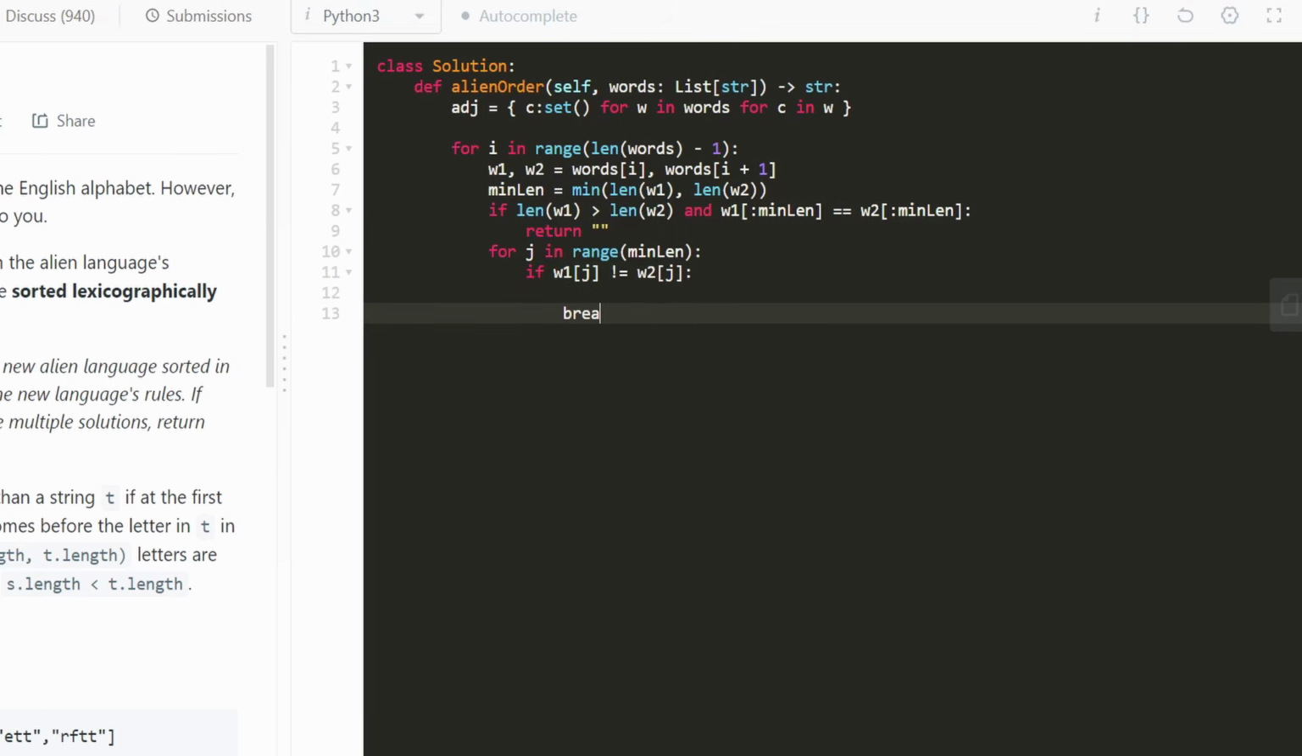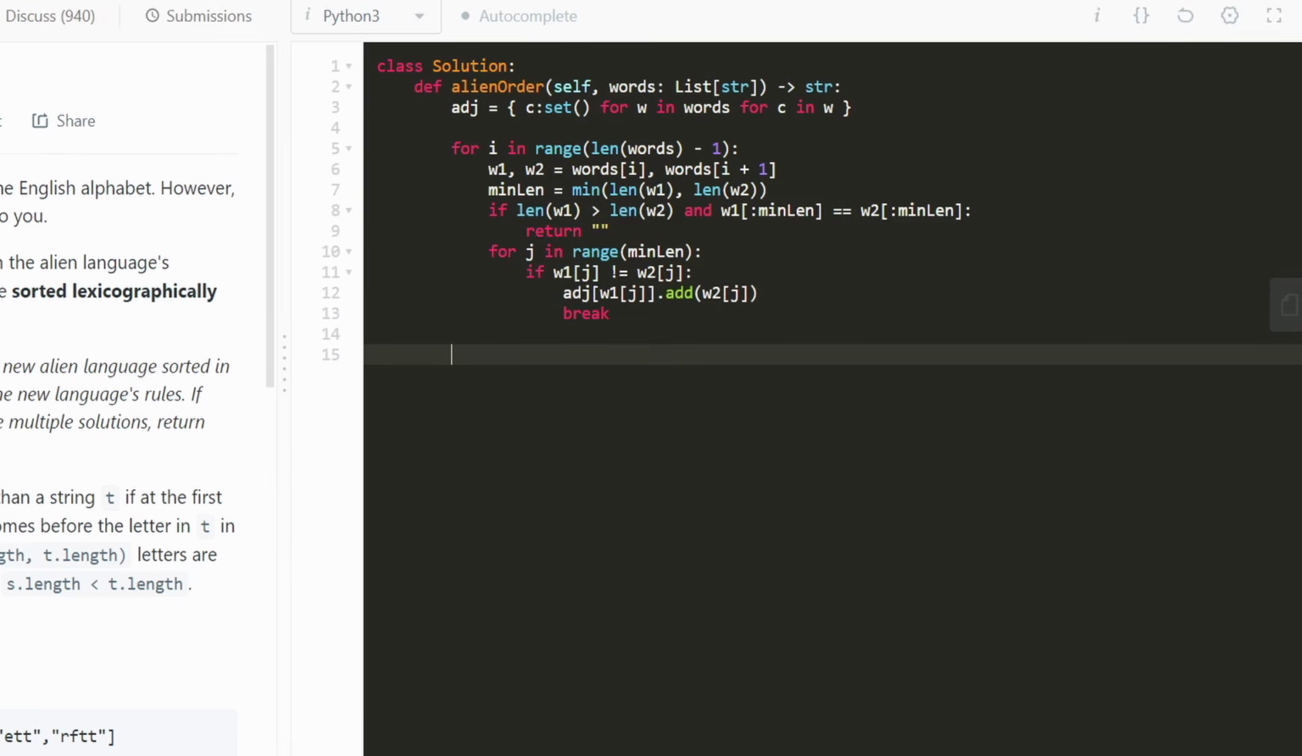But before we break, we're breaking because we only want the first differing character, so we don't want to look at any subsequent characters. But before we break, we want to add this to our adjacency list. So we want to say that the character in word 2 comes after the character in word 1. So we're going to indicate that by saying, okay, word 1 is the key at index J, and to that we're going to be adding word 2. So that's how our adjacency list is going to work out.